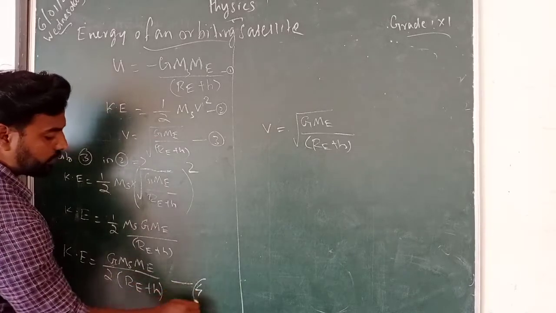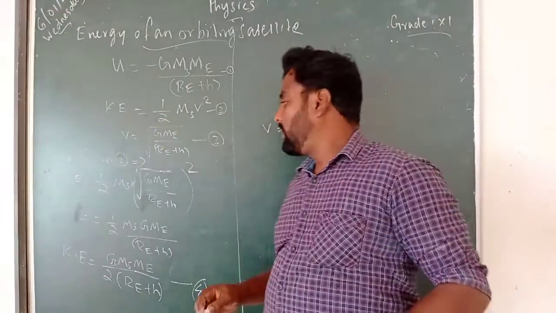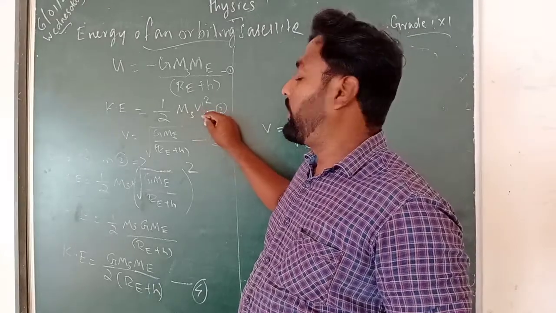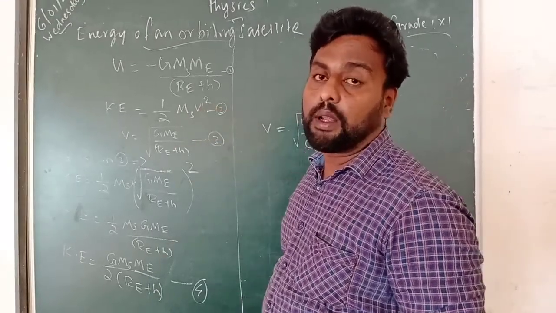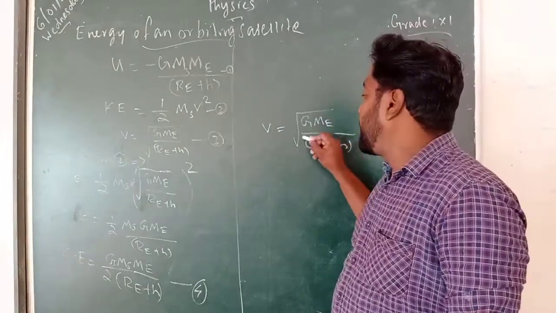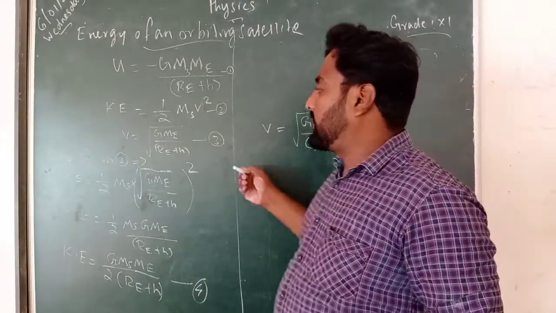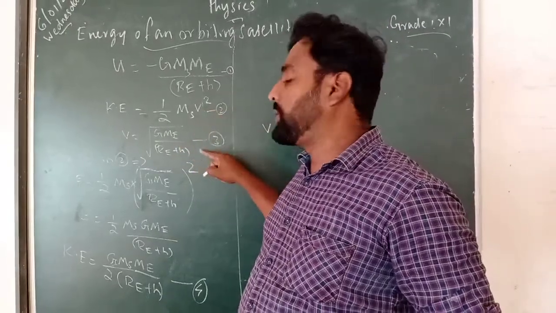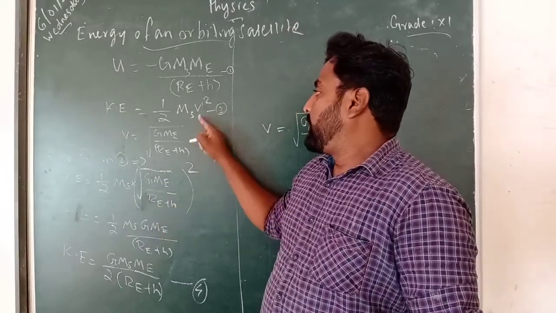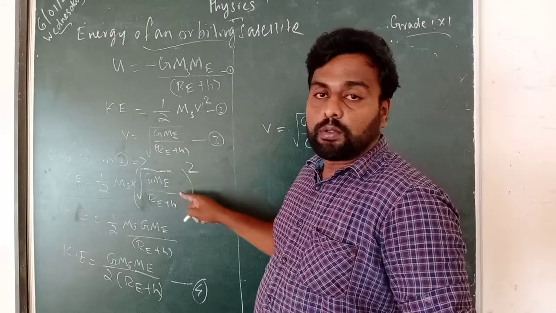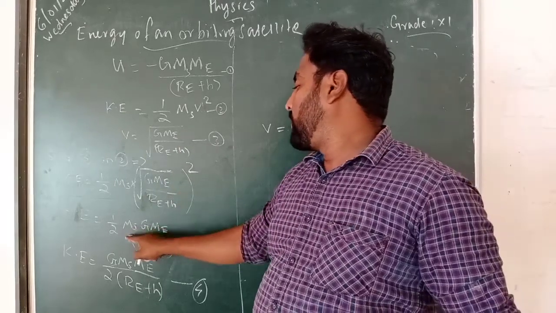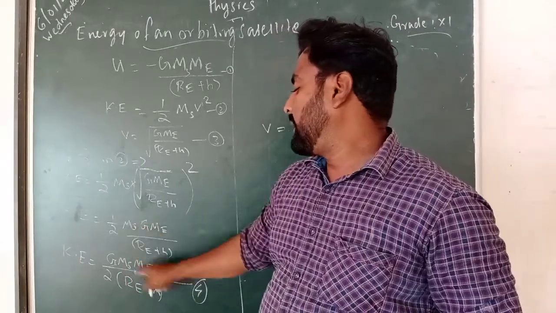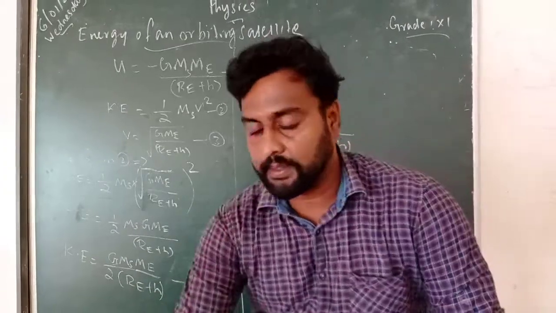This is equation 4. Listen here, we are finding the kinetic energy. We know kinetic energy is half mv squared, where v means the orbital speed of the satellite, and we found yesterday v equals root GMe by Re plus H. Substituting this in equation 2, while squaring, the root will go away. So we get 1 by 2 m s Gme by Re plus H. Just rearrange and write it as G ms Me by 2 into Re plus H.